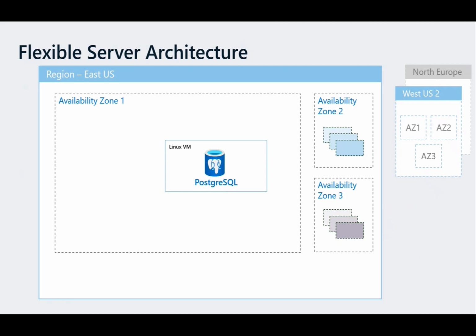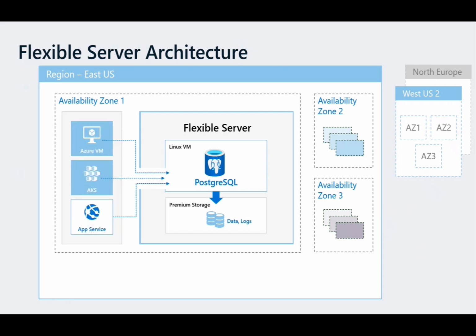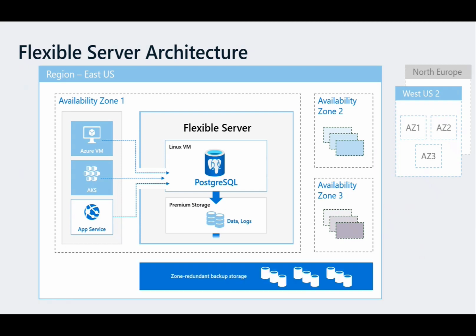It also gives you an ability to run within an availability zone. And it gives you an ability to also connect to your own premium storage, where you're going to store data and logs. Now, together with VM and premium storage, that builds up that flexible server offering on dedicated hardware. And of course, you may deploy your front end in the same availability zone or another availability zone, depending how you build your application. And that front end could be in a VM, it could be in Kubernetes, it could be an app service, it could be in various places.